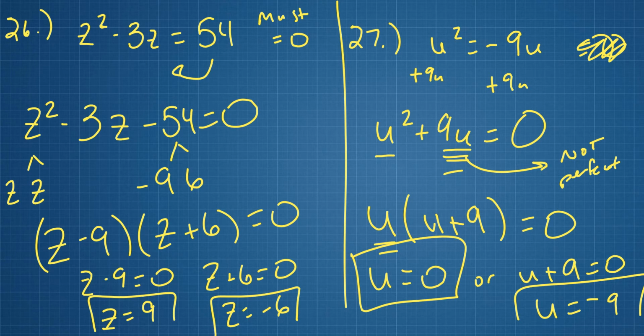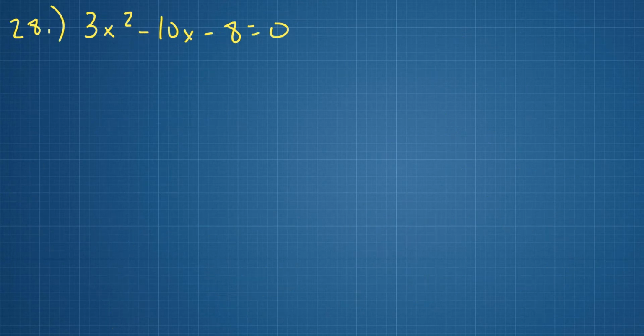27 is probably the most commonly missed problem just because people don't think of it that way. They forget about looking for something in common. Alright, number 28 is actually mislabeled, so it's on the back page. It should start with 28 and then go 29, 30, 31, 32, 33, 34, 35, but I mislabeled it. But it's already equal to 0, there's nothing in common, so I say 3x and x.